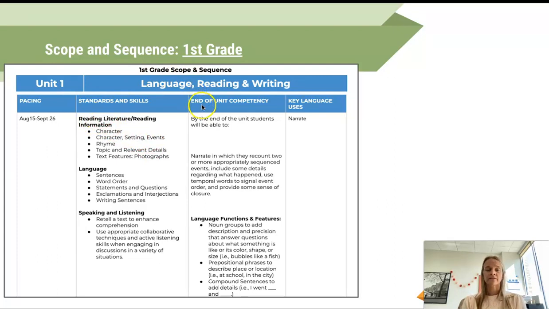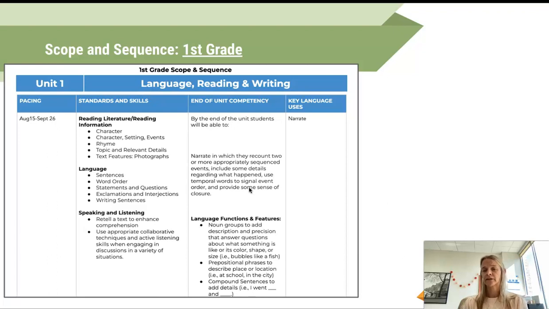You also have an end of unit competency. An end of unit competency is, by the end of the unit, students will be able to blank. And that'll be represented for each unit. What do we want students to be able to do? Well, this one is saying that we want them to be able to narrate in which they can recount 2 or more appropriately sequenced events, include some details regarding what happened, use temporal words to signal event order, and provide some sense of closure. This is not telling you how they will show you that they know these things, but this is what they will need to be able to do to show that end of unit competency.